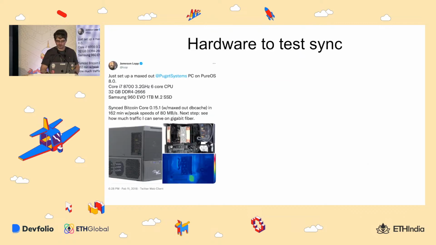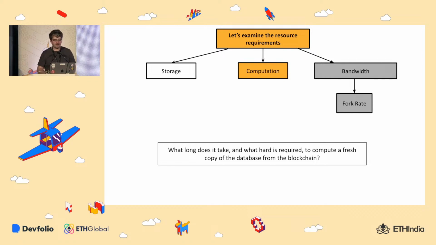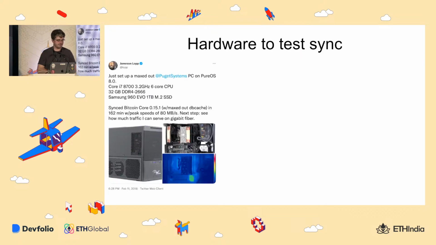The next one is hardware and compute. And really the question is, how long does it take to compute a fresh copy of the database from scratch? So if you download Go Ethereum today or Bitcoin Core, how long does it take you from scratch to get up to date with the network? And James Prestwich does an experiment every year testing exactly this problem. And I'm sure he'll do one in a few months.